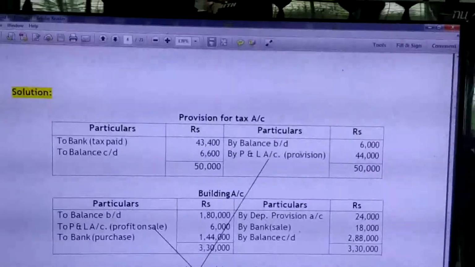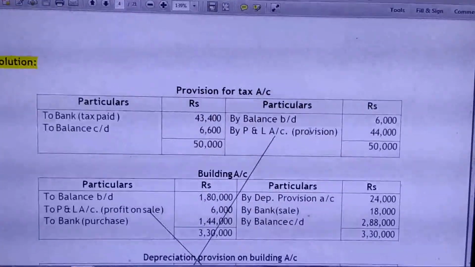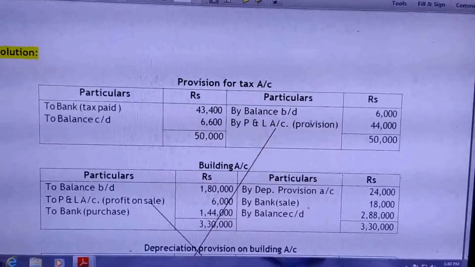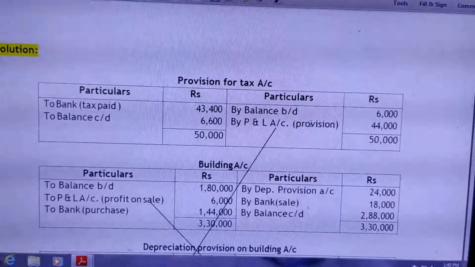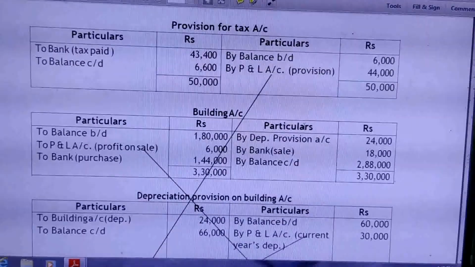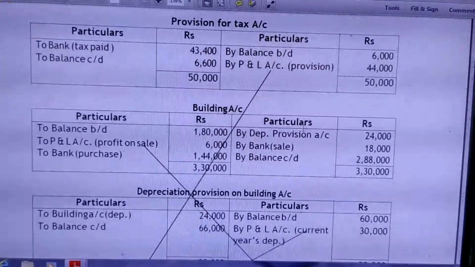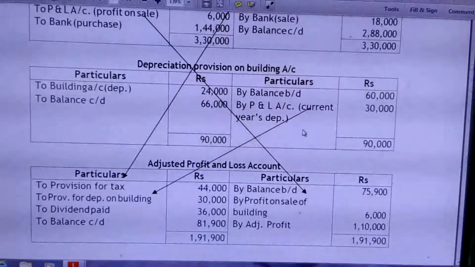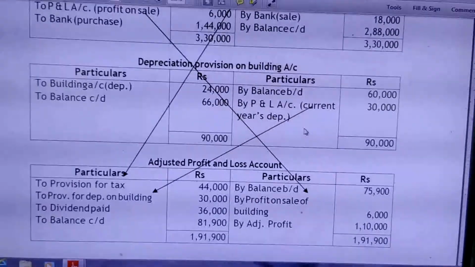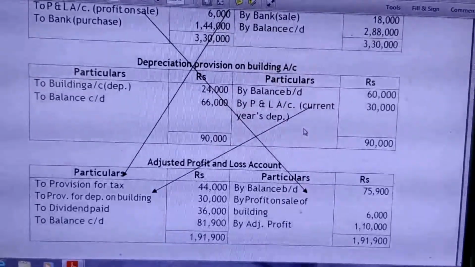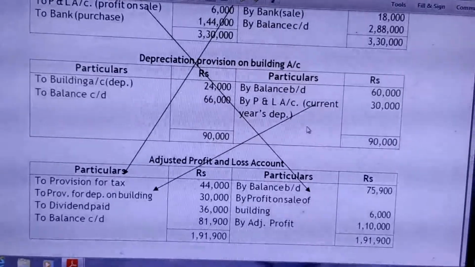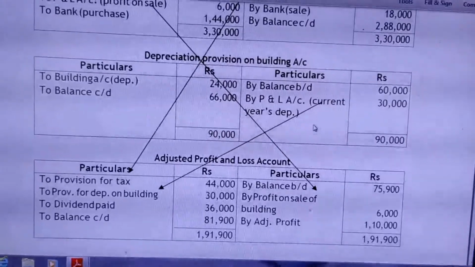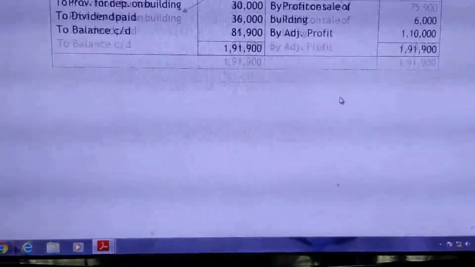To identify the tax paid, you have to prepare the provision for tax account. And to identify the value of building purchase, 1,44,000, you need to prepare the building account. Then you need to prepare the provision for depreciation on building account to identify the current year depreciation. And you need to prepare the adjusted profit and loss account to find the adjusted profit, 1,10,000.